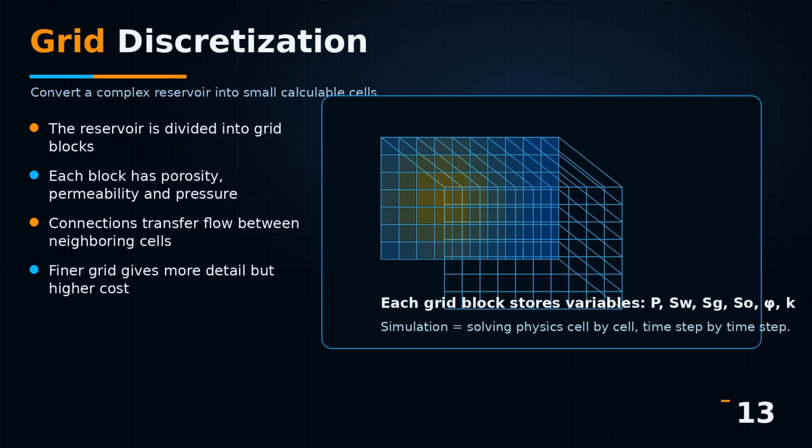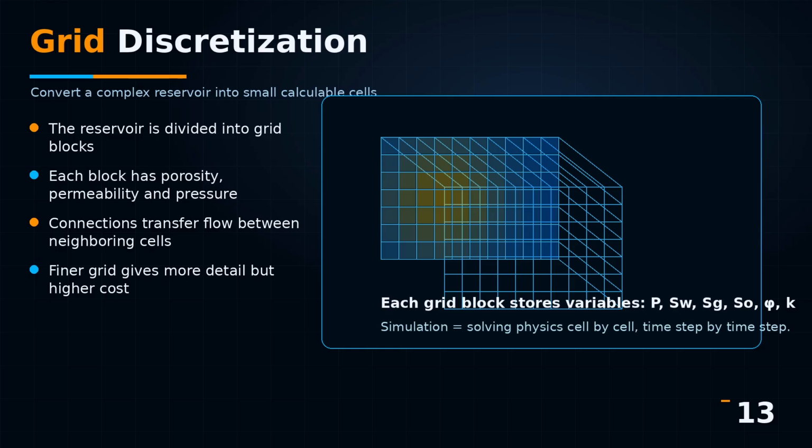The grid is extremely important because it controls how the simulator sees the reservoir. A coarse grid runs faster but may miss important features such as thin barriers, sharp fronts, or near well pressure gradients. A fine grid gives more detail but requires more computational time and memory. In real projects, choosing the grid resolution is a balance between accuracy and efficiency.